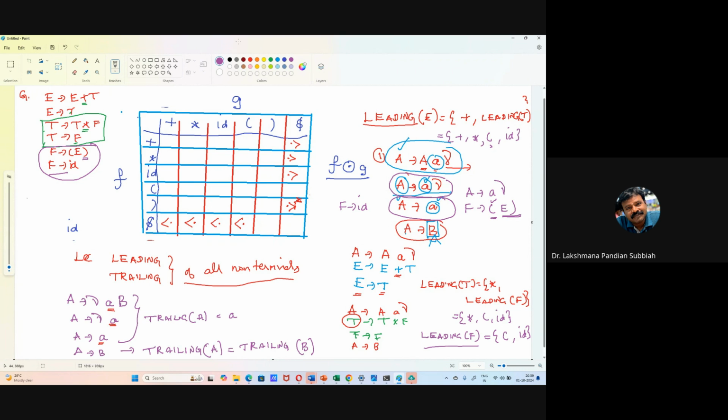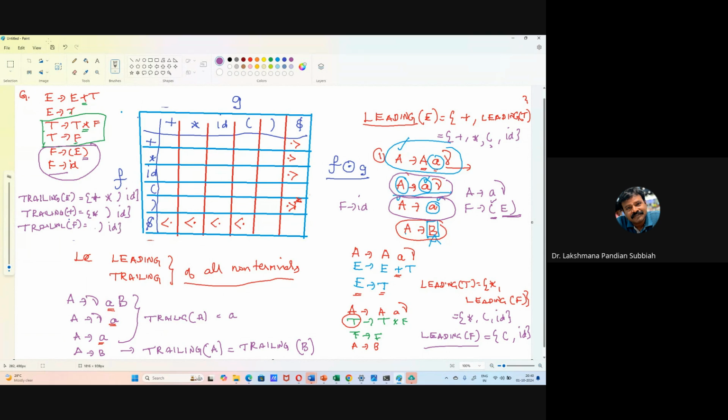So now you see that in the same way, the trailing of E, T, F, right? So that is, I directly write that one as trailing of E equal to plus, star, close bracket and ID. Then trailing of T equal to star, close bracket and ID. And trailing of F equal to close bracket and ID.